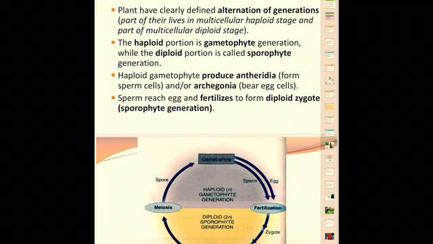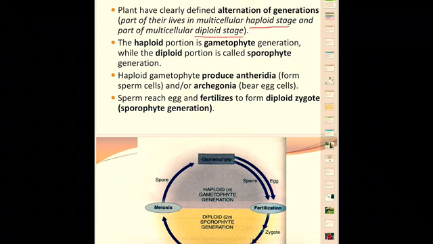There are two parts to their life: a multicellular haploid stage and a multicellular diploid stage. So in alternation of generations, each plant must have a haploid stage and a diploid stage. The haploid portion is normally the gametophyte.